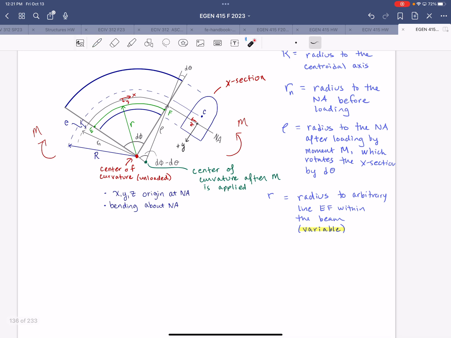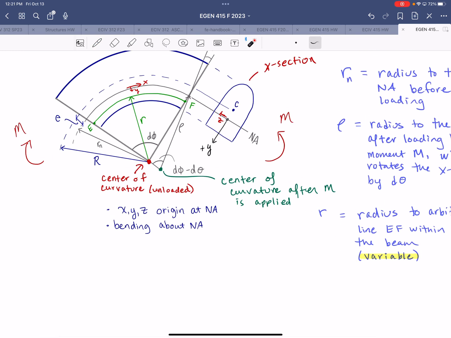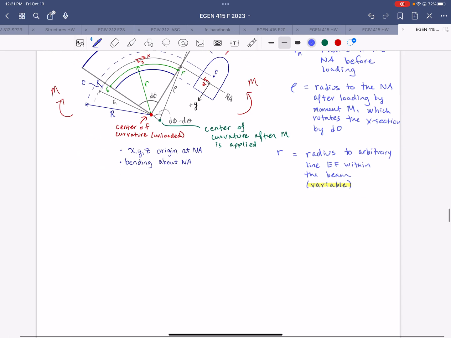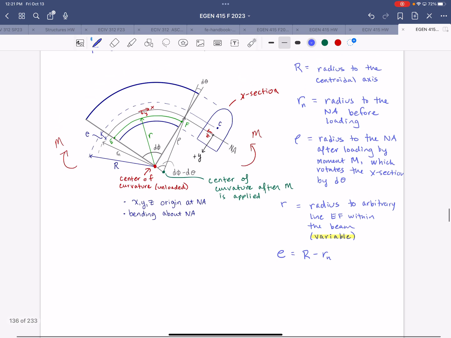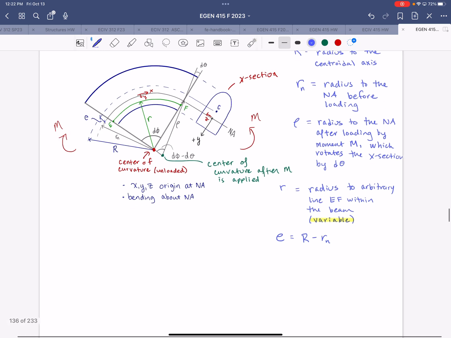All right, and then last but not least, I have this lowercase e, defined as the radial distance between the centroidal radius and the unloaded neutral axis radius. So capital R minus Rn is e. All right, so I think I've got everything noted on here so far that I need. A few other notes: we've got the XYZ origin at the neutral axis, so that's consistent with how I drew those on there. And of course, bending occurs about the neutral axis.